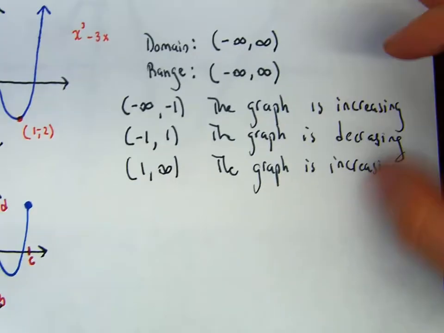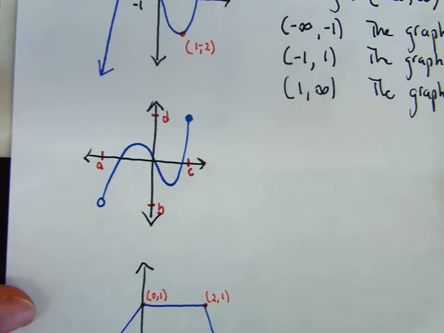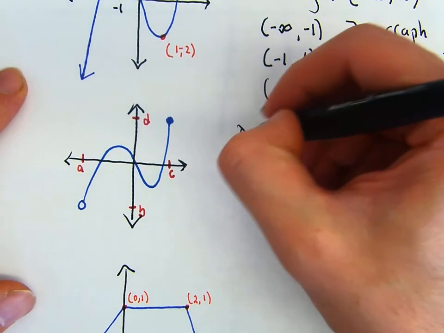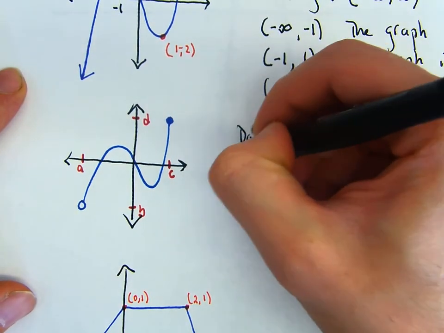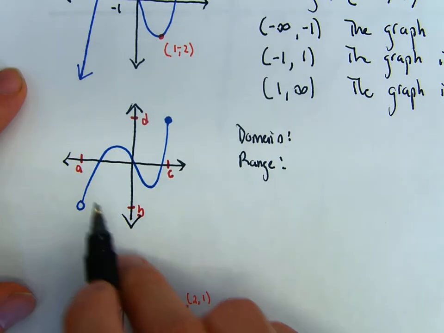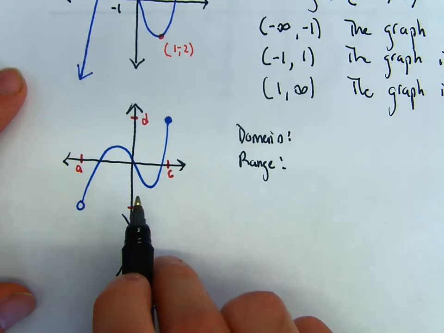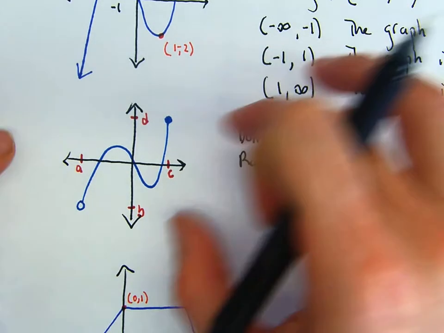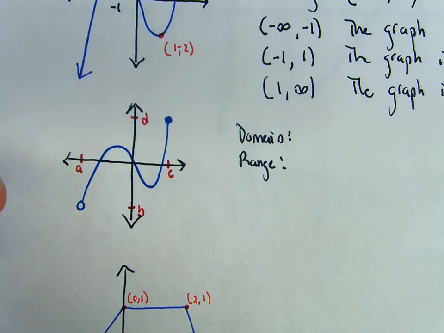Okay? Let's take a look at this one over here. Try and describe the domain, the range, and for what part of the domain is the graph increasing, decreasing, and increasing. So pause the video and try and go through that yourself.